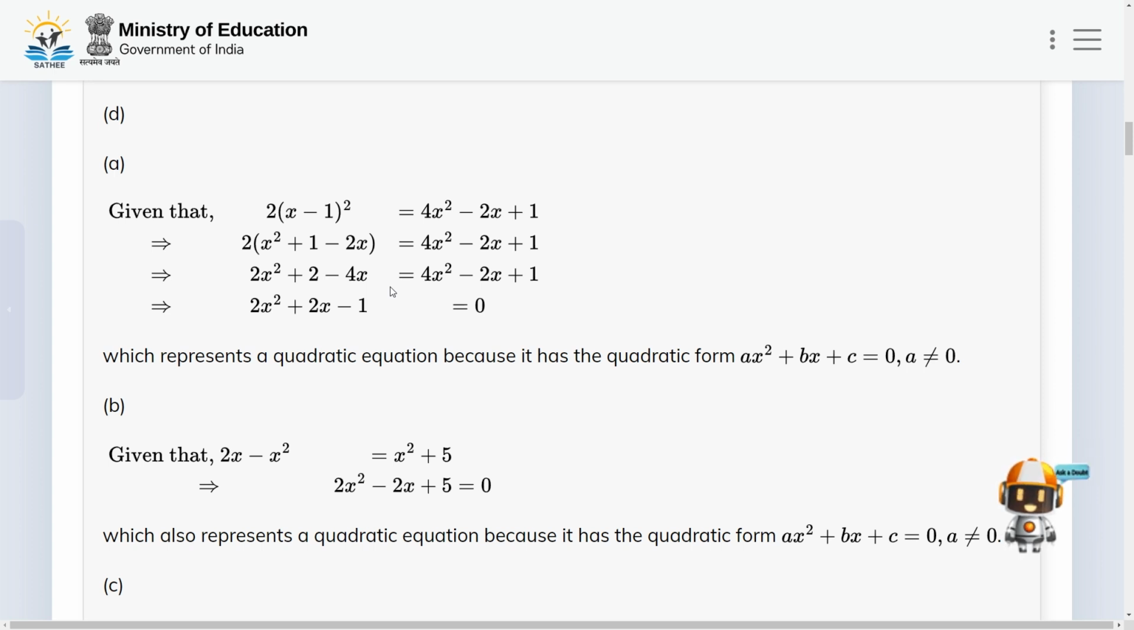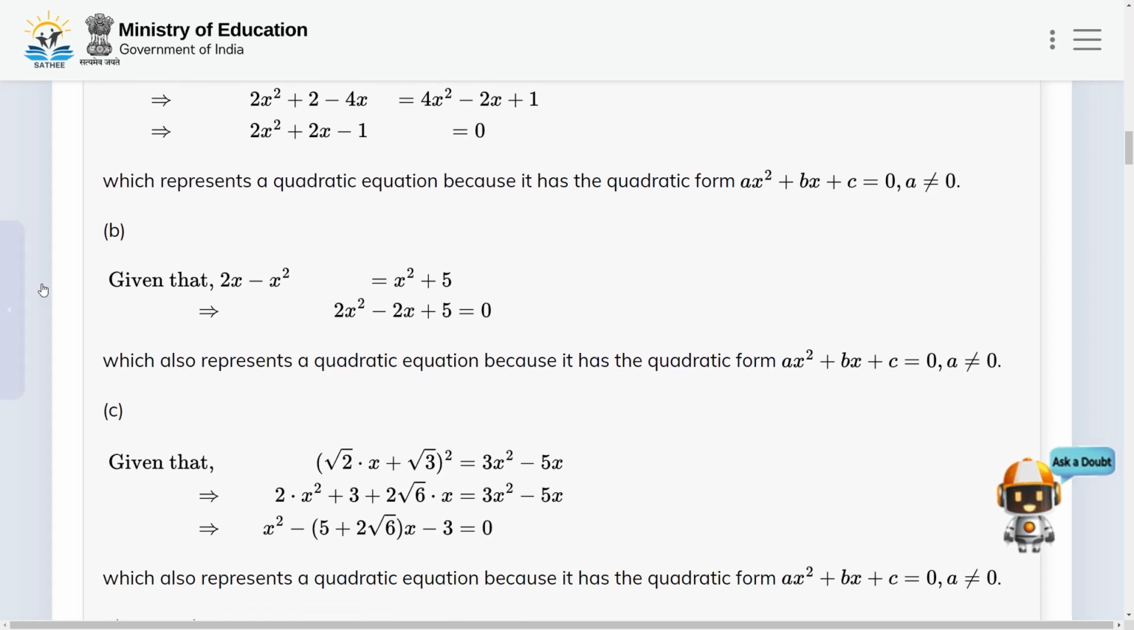According to the question, we need an equation which is not a quadratic equation. But option A is a quadratic equation, so this is an incorrect answer. Now let us check option B: 2x − x² = x² + 5. This implies 2x² − 2x + 5 = 0, which also represents a quadratic equation because it is of the form ax² + bx + c = 0, where a does not equal 0.